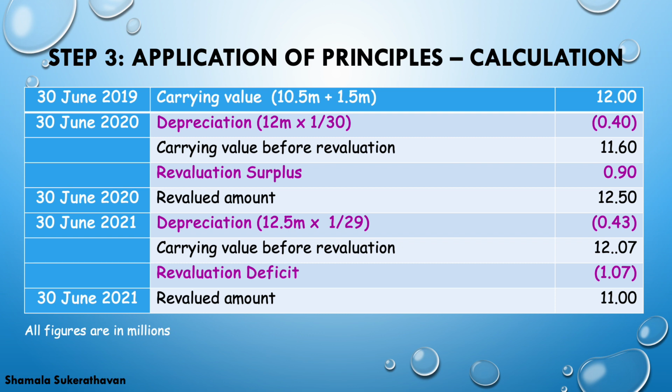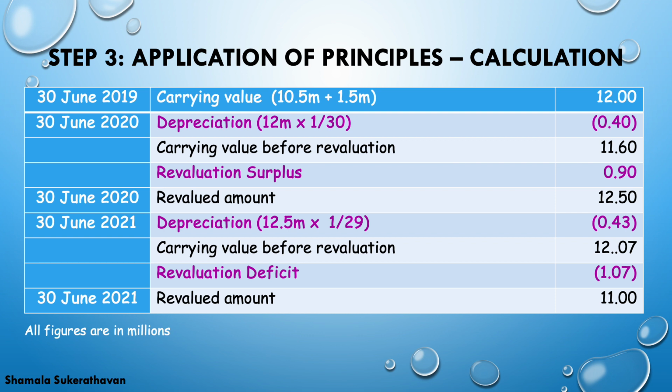1. In this case, the renovation work was completed on 1st July 2019. Thus, no depreciation should be charged in the financial year ended 30th June 2019, given depreciation commences only when the building is available for use.